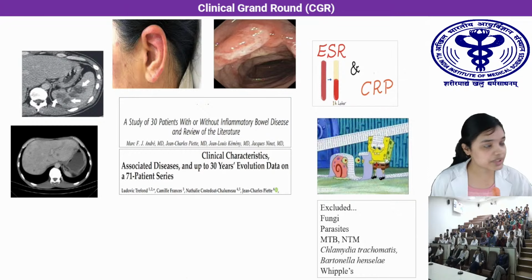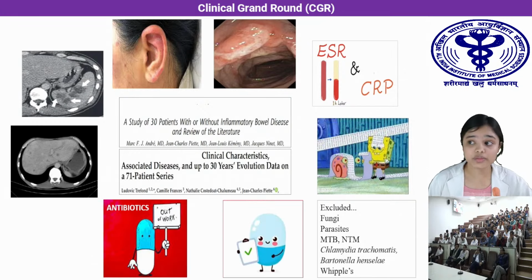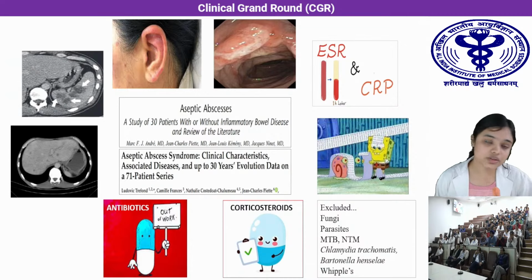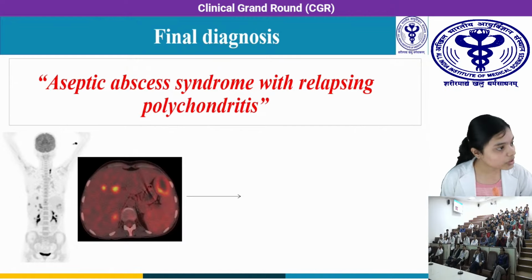And when it came to treatment, these patients did not respond to antibiotics, but they responded dramatically to corticosteroids. And the unifying diagnosis was aseptic abscess syndrome, which is otherwise called the corticosteroid responsive sterile abscess syndrome. So the final diagnosis in our patient was aseptic abscess syndrome with relapsing polychondritis.